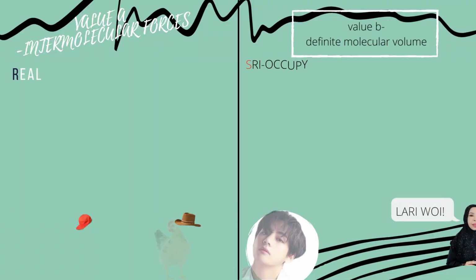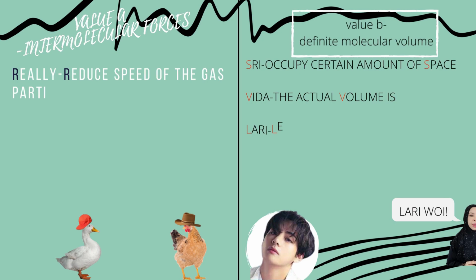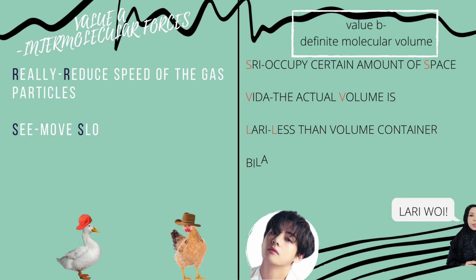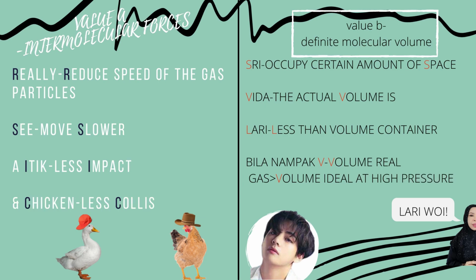Alright. Value a indicates intermolecular forces, value b indicates definite molecular volume. So we have a few keywords that we must remember, which is really C, ethane, and chicken. So really reduce speed of the gas particles, C moves slower, ethane less impact, chicken less collision.